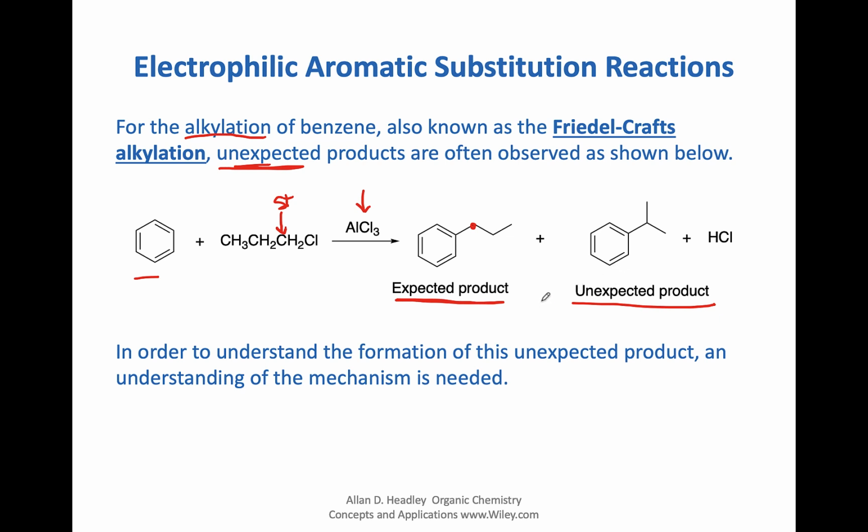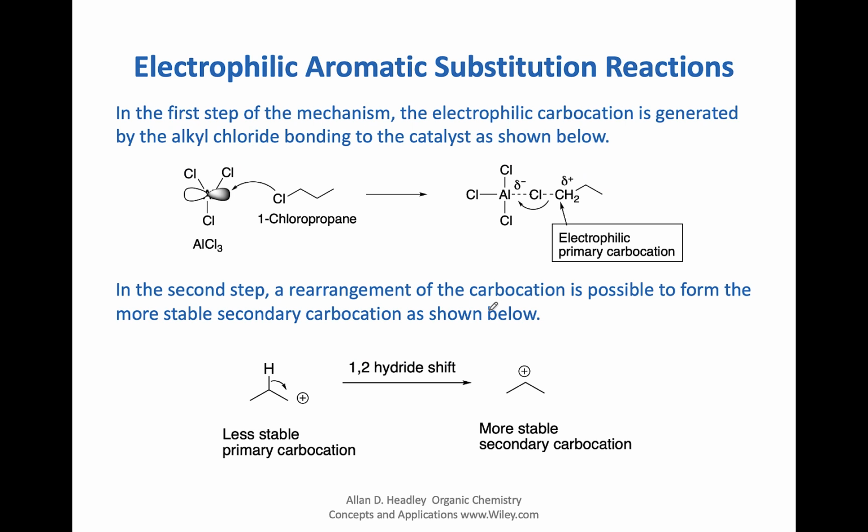As chemists, we need to understand where this unexpected product is coming from. And it's a large percentage. More than 50% will be the unexpected product. So to explain that, we need to look at the mechanism. So let's look at the mechanism.